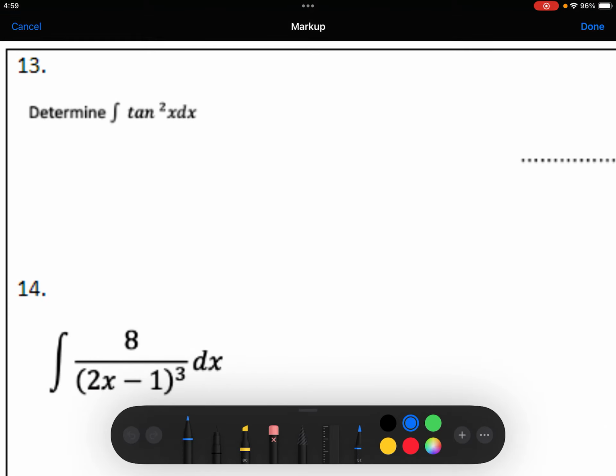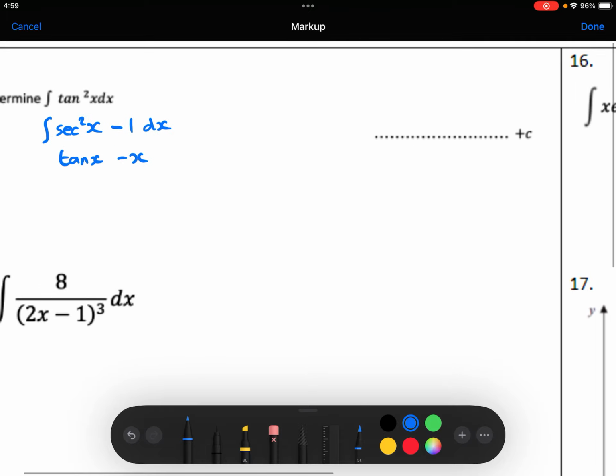So, turning the tan squared into a sec squared x minus 1. Sec squared integrates to be tan x, and the 1 will integrate to be x. So my answer is tan x minus x.